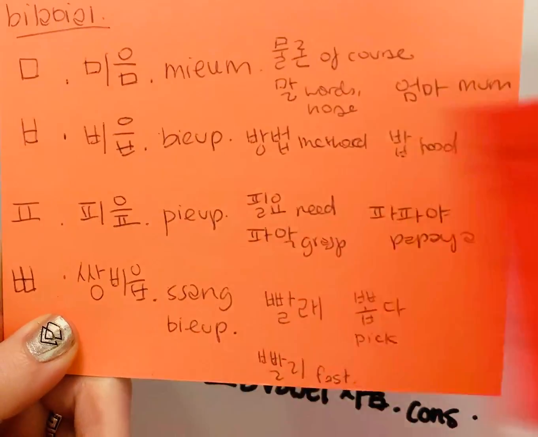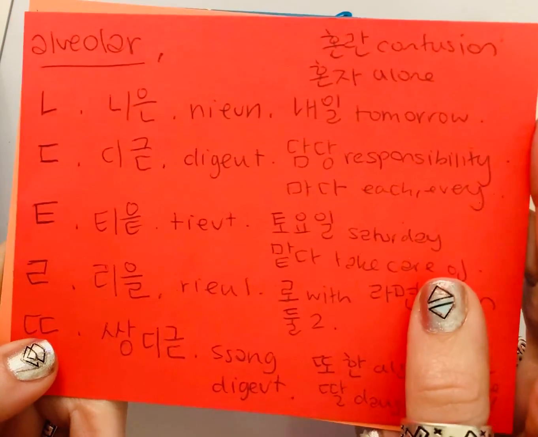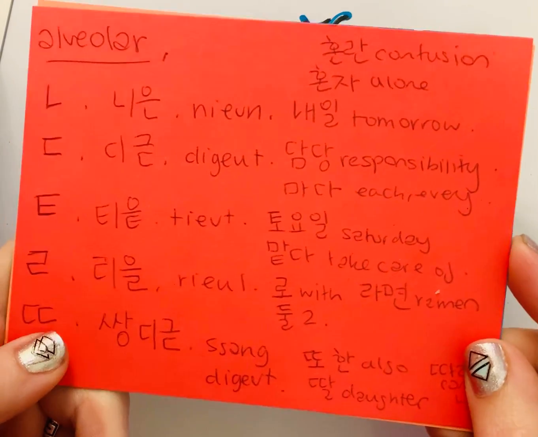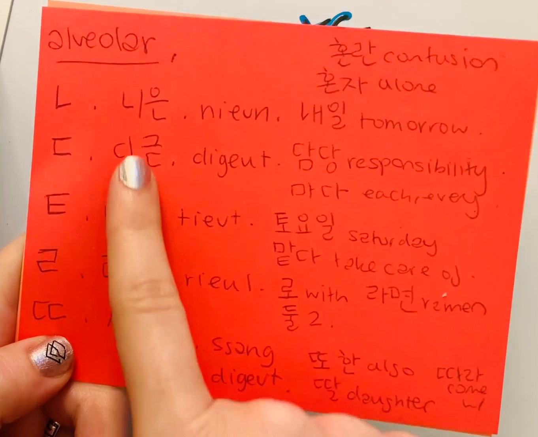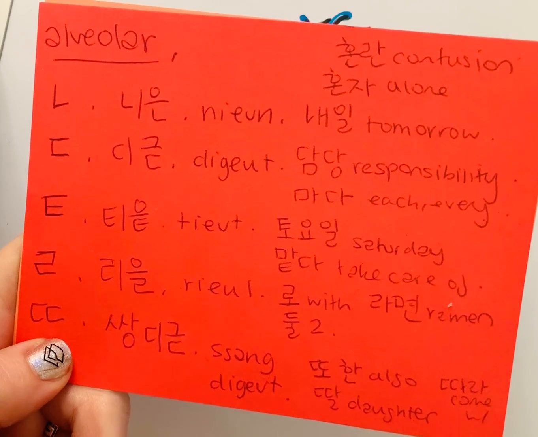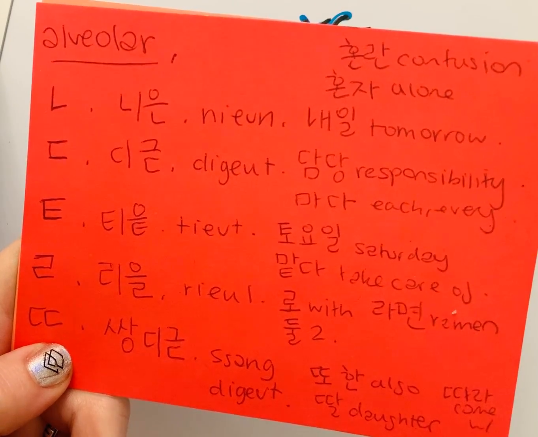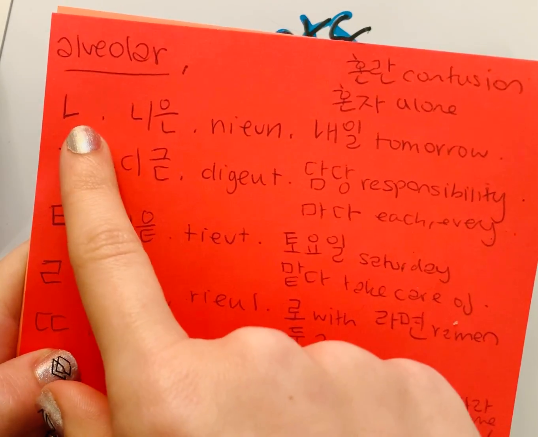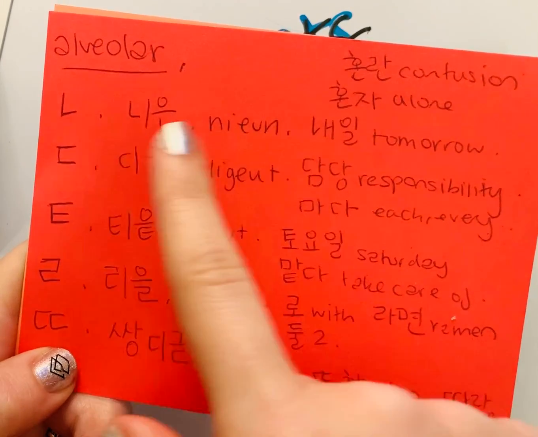Those are all of the velars. I suggest maybe pausing the video and going back and trying to replicate the way I say it. Might make it a little easier. Then we've got alveolar consonants. Remember, this is pronouncing them with the tip of your tongue on the ridge of your upper teeth. This is all of them. First, we have an N sound, known as niun.